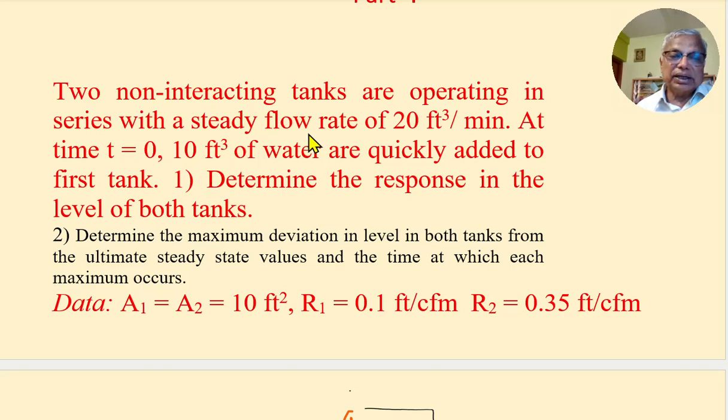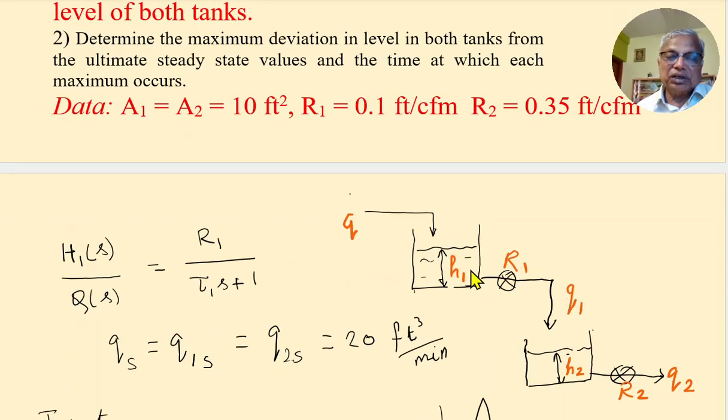Now, two non-interacting tanks. Let's go to the solution. If you look at the figure, two non-interacting tanks with the usual notations. This is inlet flow rate Q, height in the first tank H1, resistance of the first tank R1, Q1, outflow from the first tank, which is the inflow to the second tank. This is the second tank, this is the first tank. R2, resistance of the second tank. Q2 is the outflow from the second tank.